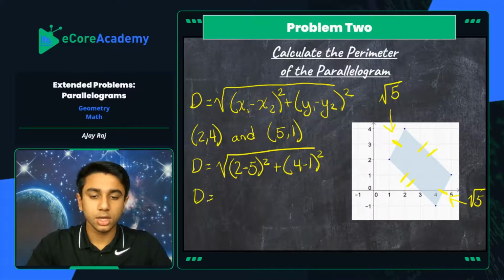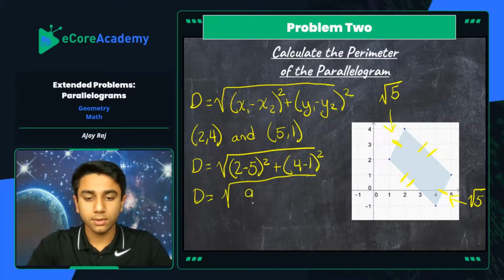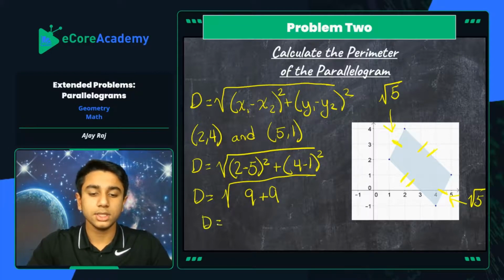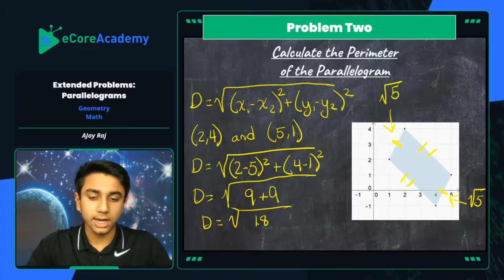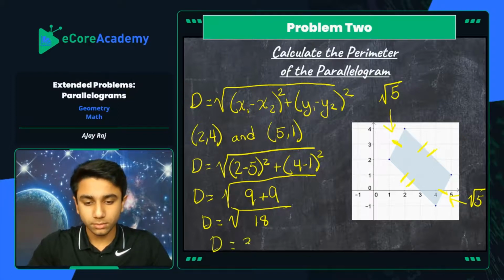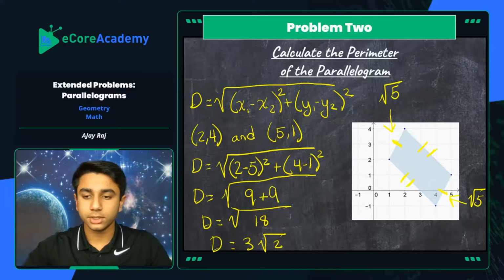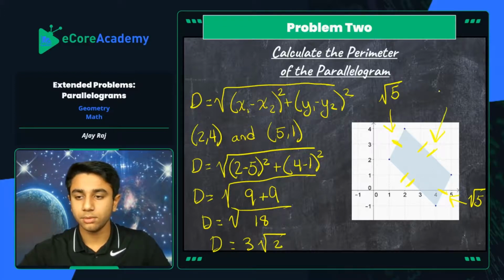So D equals 2 minus 5 equals negative 3. Negative 3 squared is 9. So we're going to put that in here. It's 9 right here. Plus 4 minus 1 equals 3. 3 squared is 9 as well. So when we add those together, we see that D equals square root of 18. What we can do is factor out our 9 here, and we get that it's 3 times root 2. Simplifying that radical, we can put that in for our side lengths here. So 3 root 2.